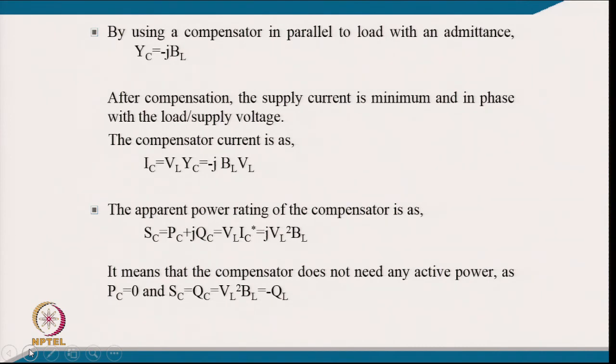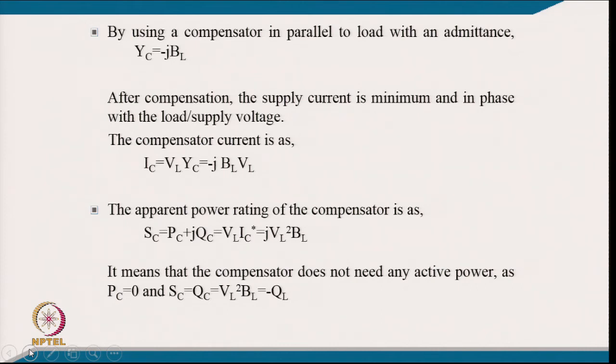So, by using a compensator in parallel to the load with an admittance for power factor correction, YC equal to minus JBL, after the compensation the supply current is minimum and in phase with the load or supply voltage. The compensator current will be IC equal to VL into YC, which is equal to minus JBL into VL. The apparent power rating of the compensator is SC equal to PC plus JQC, that is VL IC, and there is no active component of current or loss in the compensator. So we call it a lossless element, either inductive or capacitive in nature.